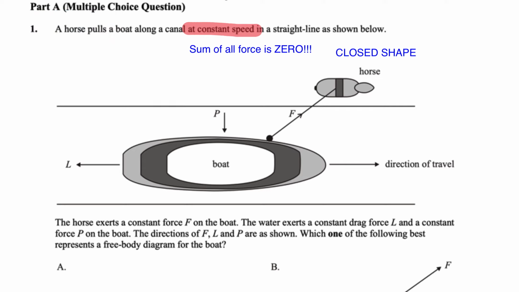So for example, go this way and then coming back. Okay, this would be a closed shape. This would be a closed shape. This would be a closed shape. So any closed shape, in the end, the sum of all forces will just equal zero. And we'll just look at them one by one.